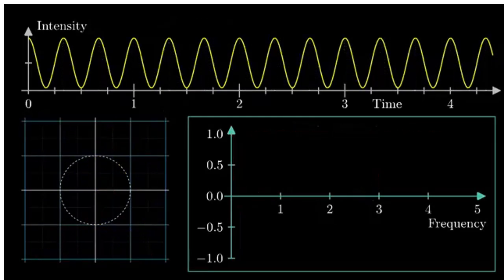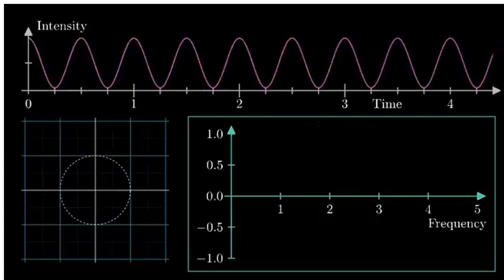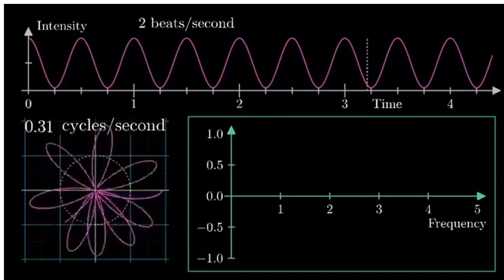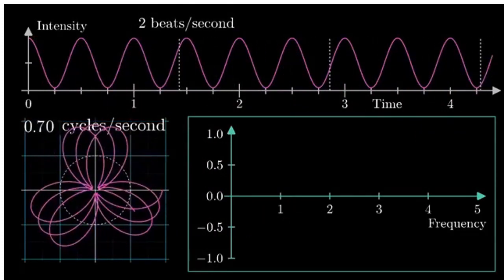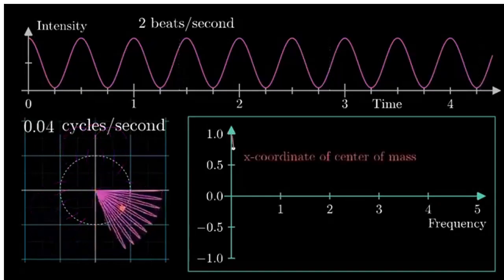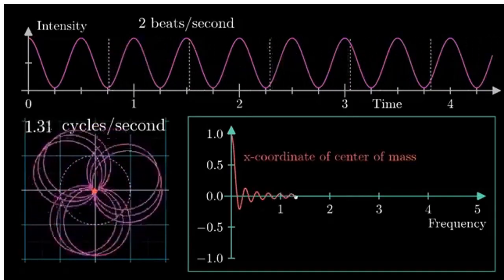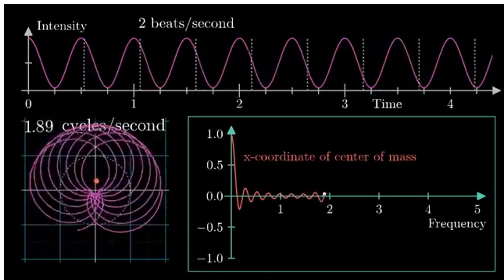Just to play around with it a little bit more, take a different pure signal, let's say with a lower frequency of 2 beats per second, and do the same thing. Wind it around a circle. Imagine different potential winding frequencies, and as you do that, keep track of where the center of mass of that graph is, and then plot the x-coordinate of that center of mass as you adjust the winding frequency.